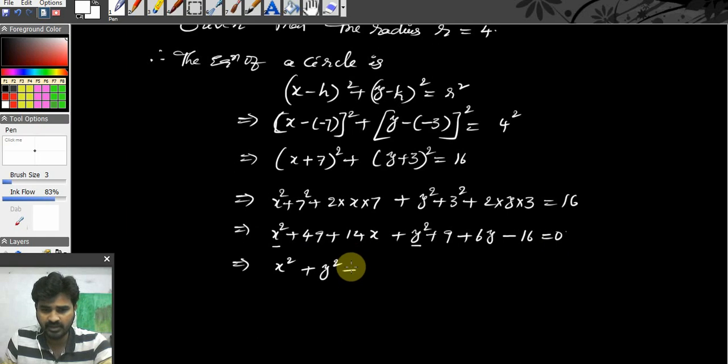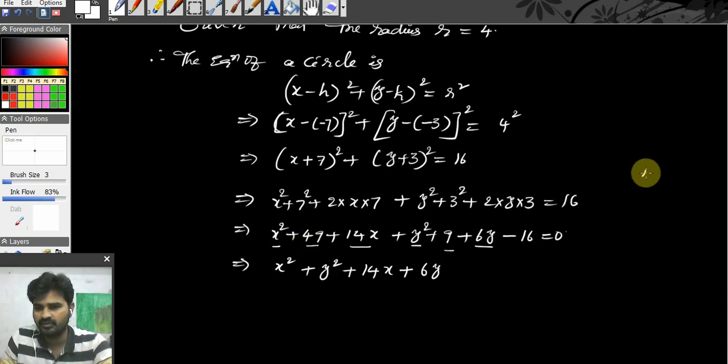After that, what will be the next term? The x term. Where are the x terms here? Only 14x. Next the y term, only 6y is there. Next the constant term, here the constant terms 49 plus 9, that is equal to 58. Next what will be there? Minus 16. Now subtracting, how much will you get? 42. So plus 42 is equal to 0. This is the equation of the circle.